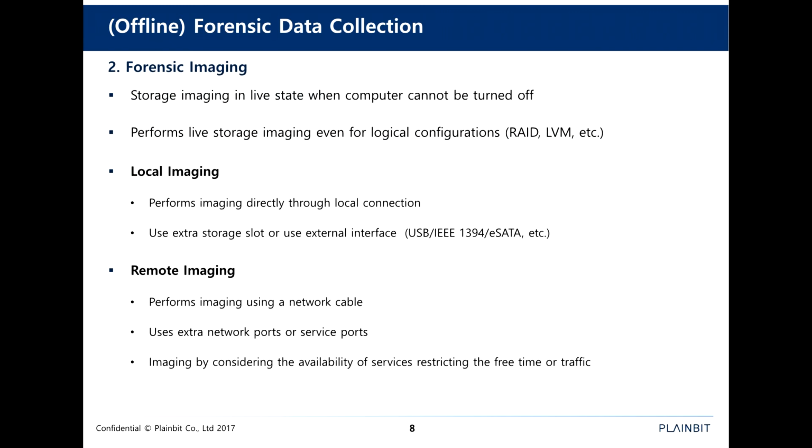Second offline collection method is forensic imaging, the most popular method. It can be divided into a local imaging system that is directly connected to the system and a remote imaging system that uses a network cable. Imaging can also be done on a storage medium basis or on a volume-by-volume basis consisting of RAID and LVM.